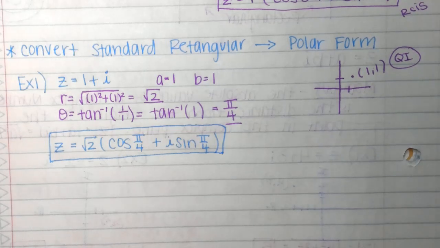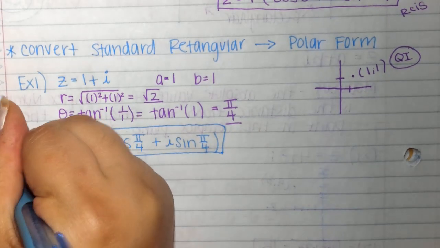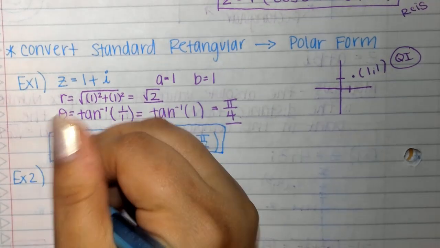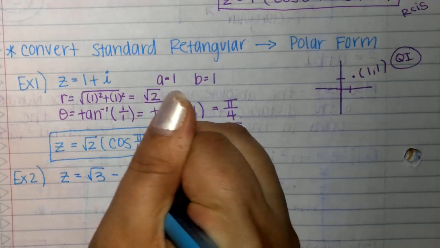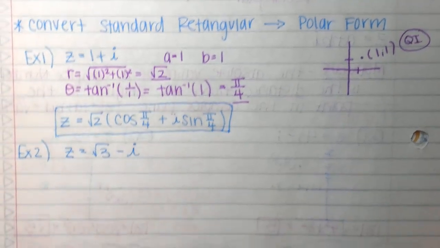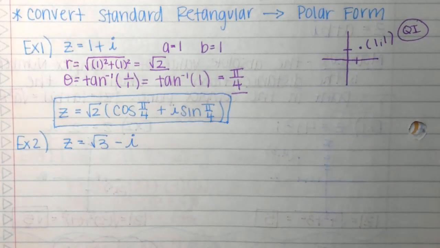Let's try one on your own. Square root of 3 minus I. Go. Graph it, find your R and theta, and then give me the equation.